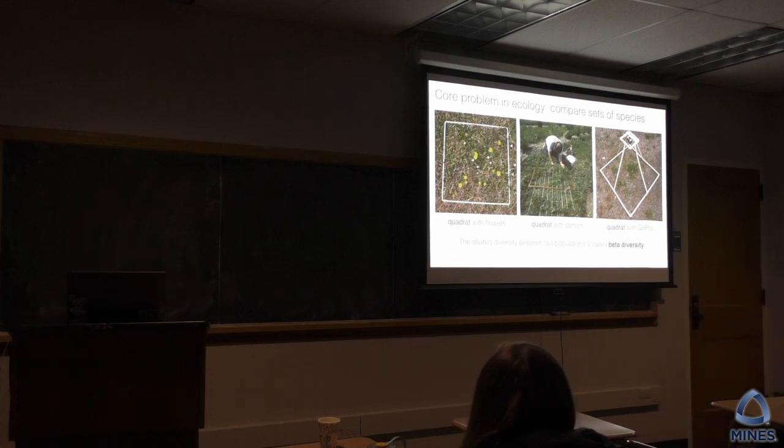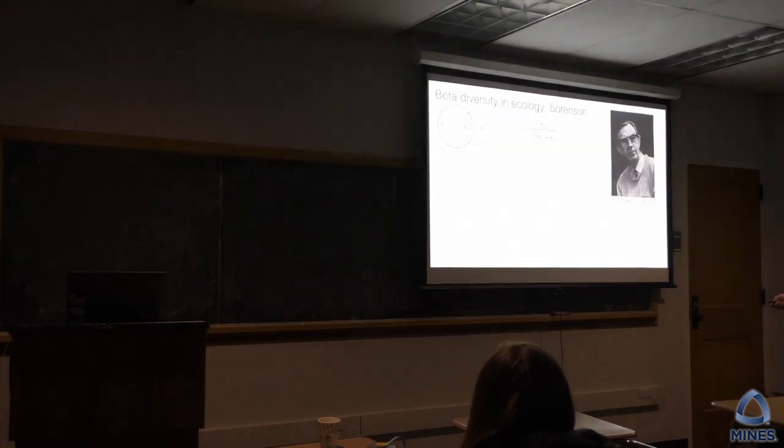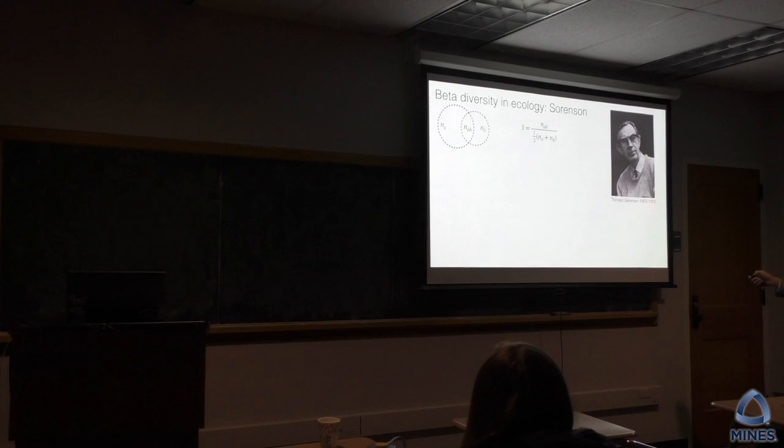The shared diversity between two populations, the ecologists call beta diversity. And it goes back to Thorvald Sørensen, who's a botanist. And he said, okay, well, if you have NA samples in one quadrat and NB in another, and you have NAB shared between them, you just take the size of the intersection and divide it by the average of your samples. Intuitive? If you have identical populations, you're going to get 1. If they're unrelated, you're going to get 0, because it has some nice properties.